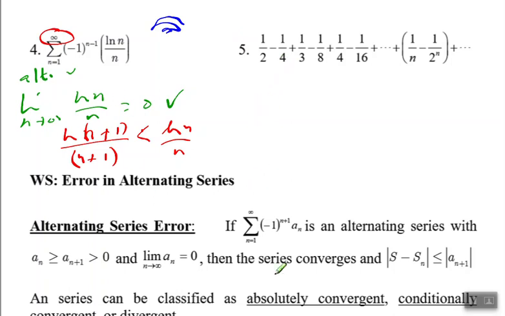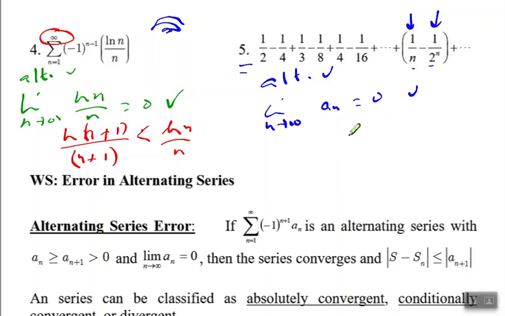So for this last one, I think the notes are incorrect because this thing will diverge. So this one is alternating. We have 1/2, 1/4, 1/3, 1/8, 1/4, 1/16. It was positive, negative, positive, negative. So it is alternating, obviously. And the limit as you go towards infinity is equal to 0 because we have 0 minus 0. We have something on the bottom. So the limit of our a sub n term is going to be 0.